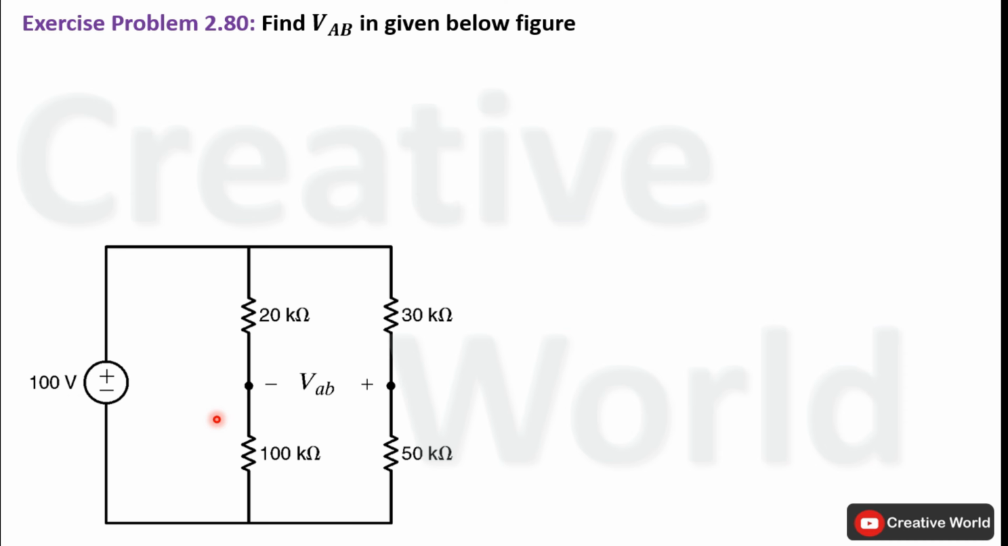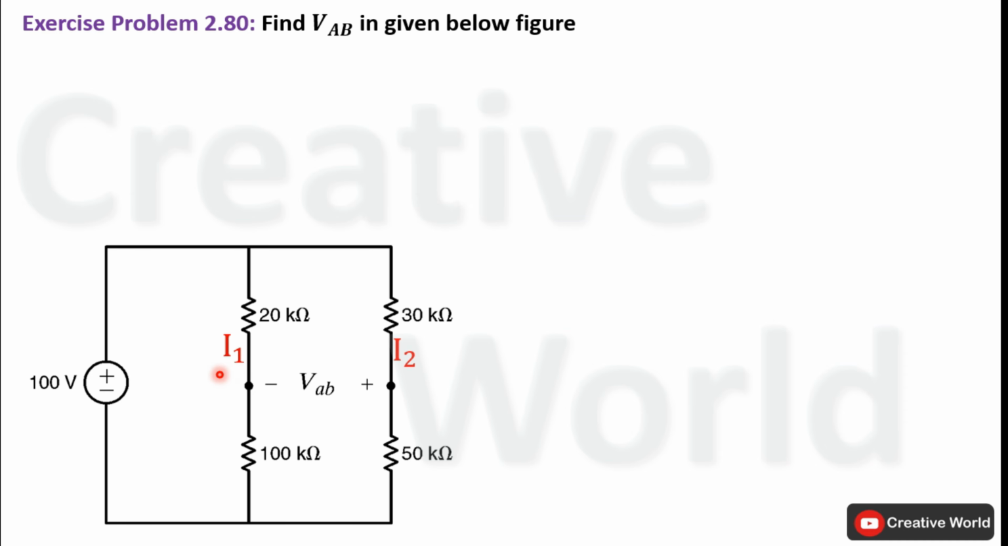For the calculation of current through these branches, we will use Ohm's law. The 100 volt source is connected across both branches, so both branches will have the same voltage appearing across their terminals. In order to calculate the current of this branch, we will divide the total voltage by the total resistance of this branch. Before moving towards the calculations, we have to label these branch currents. This branch current will be labeled as I1 and this branch current will be known as I2.